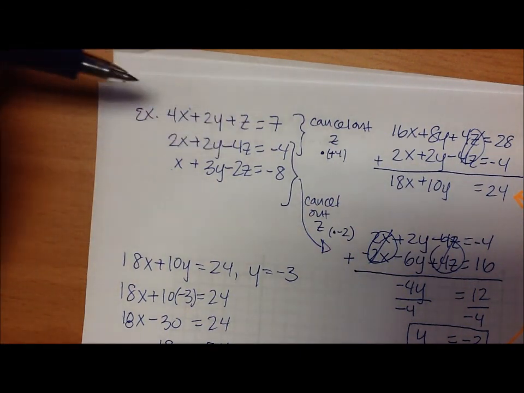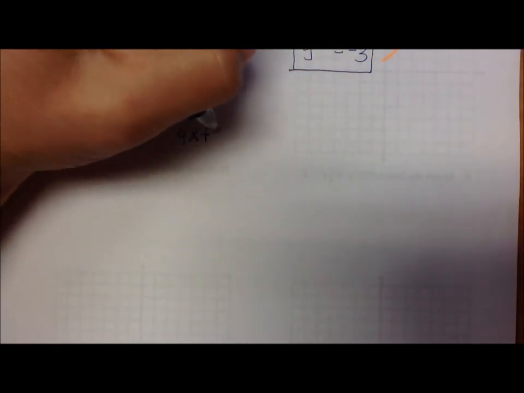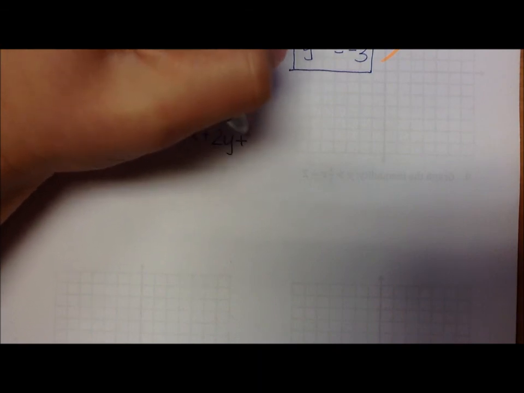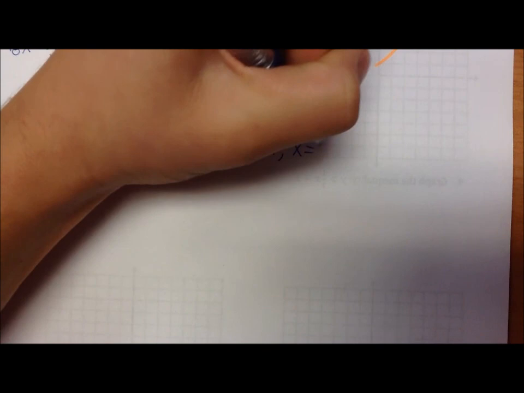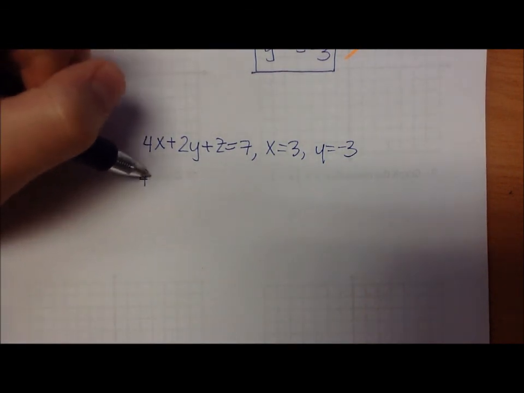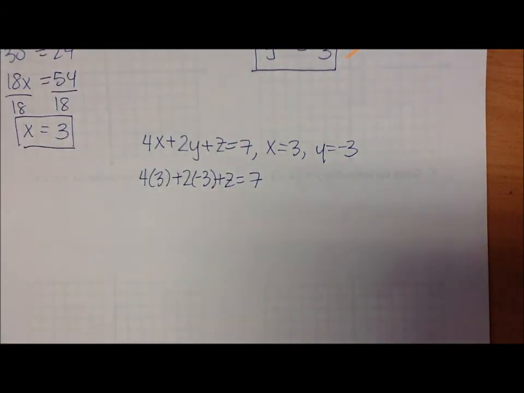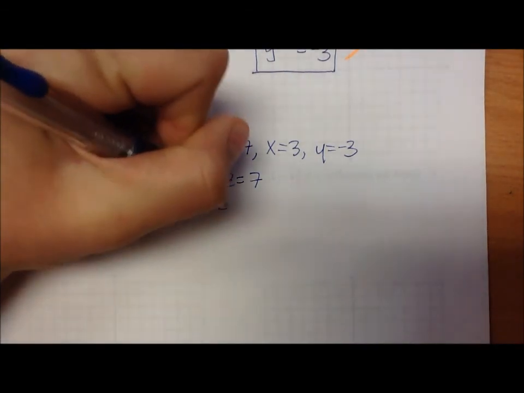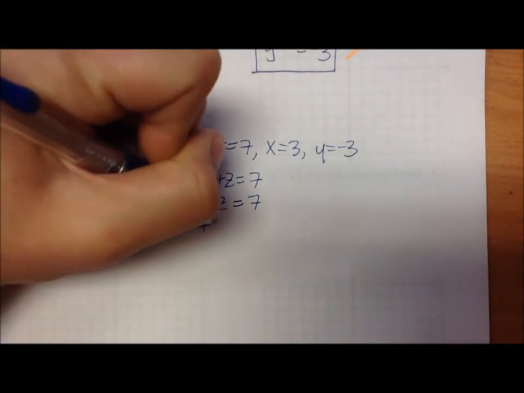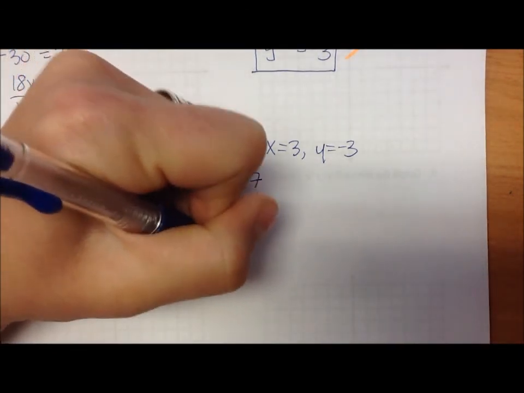So I picked plugging it back into the first equation just because it doesn't matter. You can use any one you want. So I'm going to move over here. And now I know that I take my equation for 4x plus 2y plus z equals 7. And we found that x equals 3 and y equals -3. So we're just going to plug in what we know and solve for z. So 4 times 3 plus 2 times -3 plus z equals 7. So we get 12 minus 6 plus z equals 7, or 6 plus z equals 7. You solve for z by subtracting 6 from both sides, so we're just left with z equals 1.